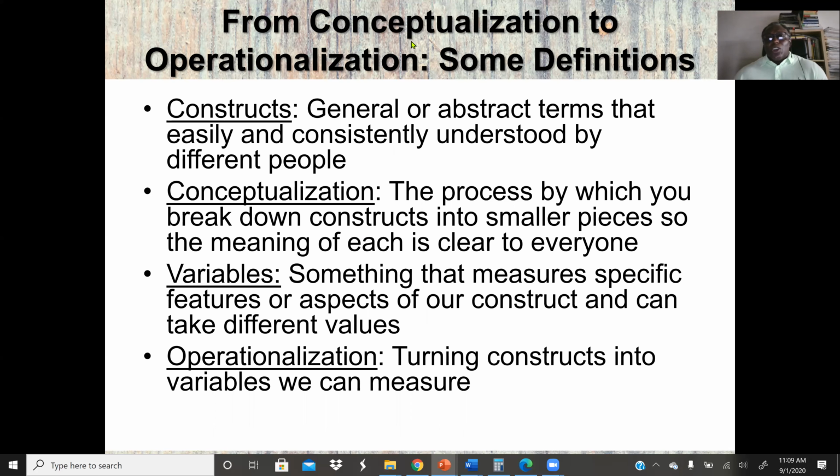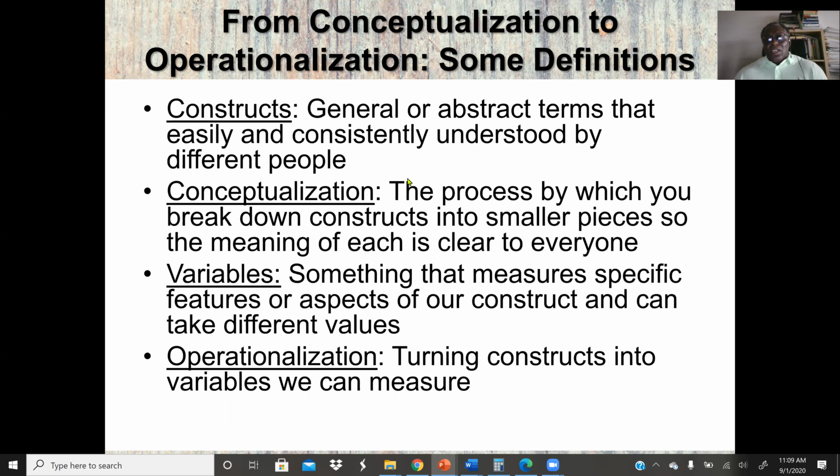So from conceptualization to operationalization, here are a few definitions. What is a construct? We say a construct is a general or abstract term that is easily and consistently understood by different people. Conceptualization is the process by which you break down constructs into smaller pieces. Again, a construct is more or less a topic. So conceptualization is breaking a large topic into smaller pieces so the meaning of each is clear to everyone.